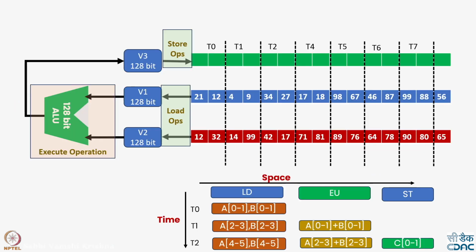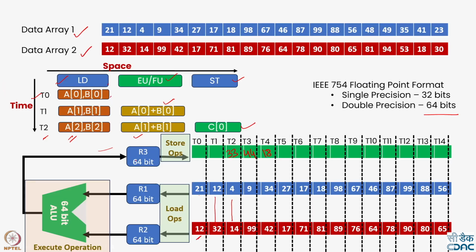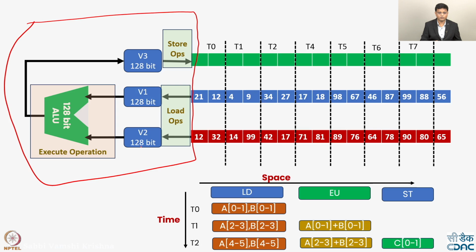Let us see the next architecture. So, you can see that the execution unit is the same, the stages are also the same: load, execute and store. But there is only one change, that is the register size. So, the register size is 128 bit instead of 64 bit, as you can see in the previous case. Here it was only 64 bit, but in the next scenario this is 128 bit.